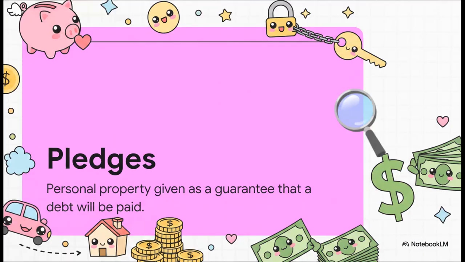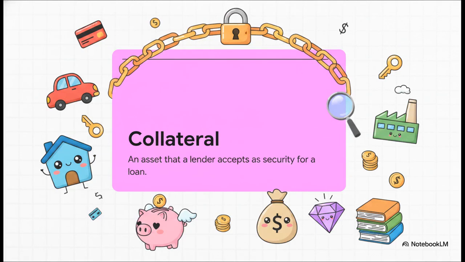Pledges. A pledge involves personal property that's given as a formal guarantee to a lender to ensure that a specific debt will be fully paid. Collateral. Collateral is any valuable asset, like equipment or property, that a lender accepts as security for a loan. If the loan isn't repaid, the lender can actually take that collateral.